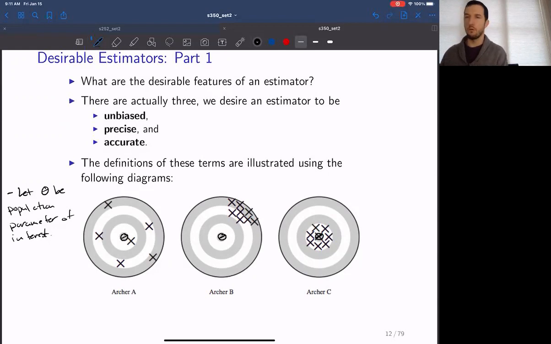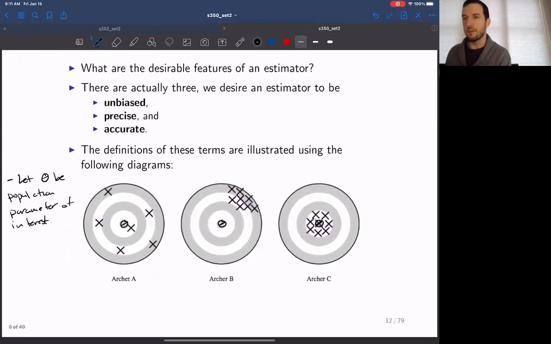All right, now, what do each of these dartboards represent in terms of those 3 different describing terms that are given above? Well, Archer A, you can see if you were to average across each of the marks on the dartboard. So consider, let each X be an estimate.